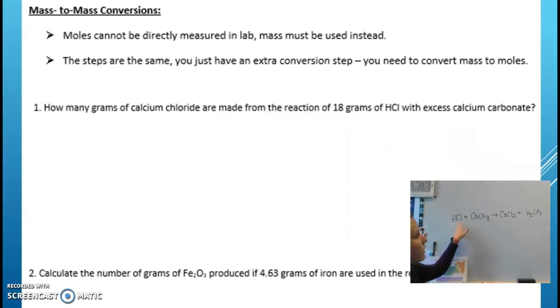So we have 1 hydrogen, 2. That's going to be an issue if I put a 2 here. I have 2 chlorines, 1 calcium, 1 carbonate, 1 carbonate. So that looks okay. So now, we need to find how many grams are made, essentially, if we start with 18 grams of HCl. So 18 grams of hydrochloric acid.